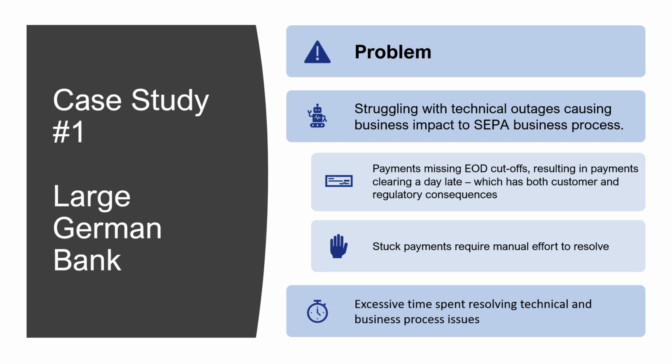Okay, before I go any further, I want to talk about a couple more case studies. So the first one is a large German bank. They had a problem with technical outages impacting their payments process. So they were missing end-of-day cutoffs, and this resulted in customer and regulatory consequences. And regulatory consequences generally involve fines. Some of the other problems are they had stuck payments that required manual effort to resolve, and they were spending a lot of time on resolving these issues.